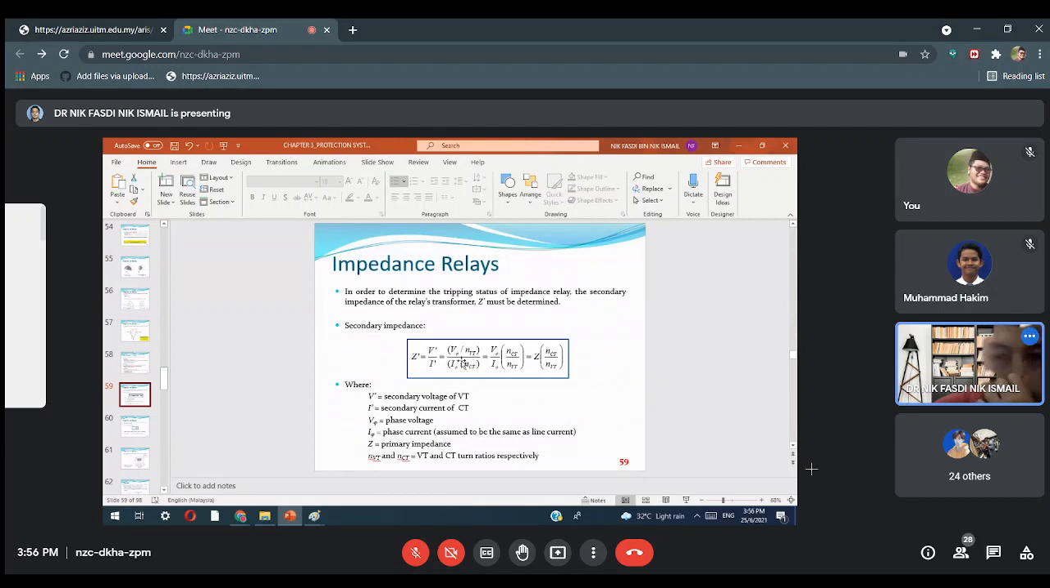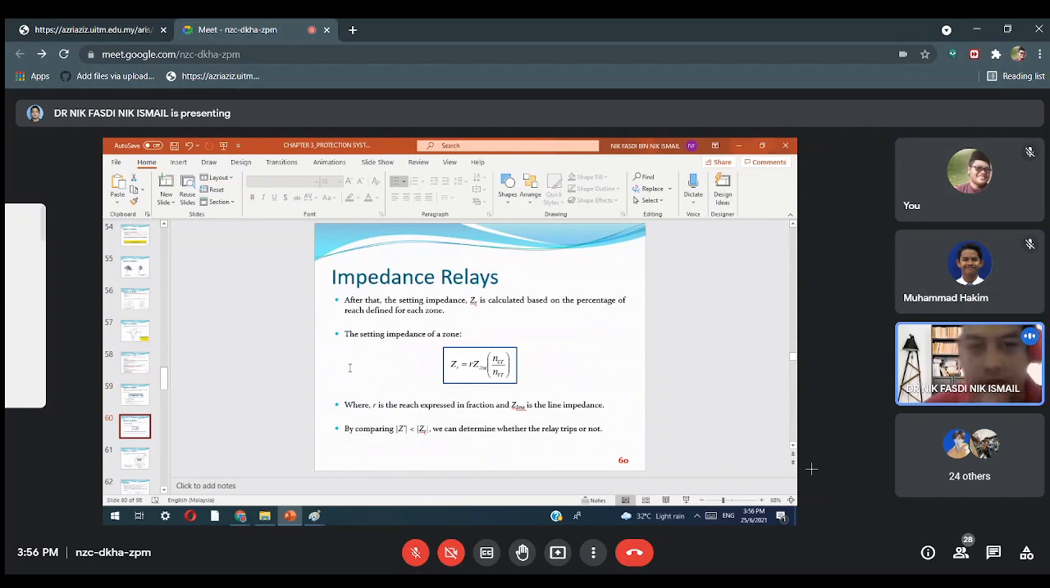Z prime is equivalent to Z times CT over VT, where CT and VT are the ratio of current transformer and ratio of voltage transformer. So you can see from this, V prime is the secondary voltage, I prime is the secondary current, V is the phase voltage, I is the phase current, Z is the primary impedance, and VT and CT are the VT and CT ratios. We will do an exercise later on so that you understand. Okay, after that, the setting ZR is calculated based on the percentage of reach defined for each zone. The setting impedance of a zone, ZR, is equivalent to R times Z line.